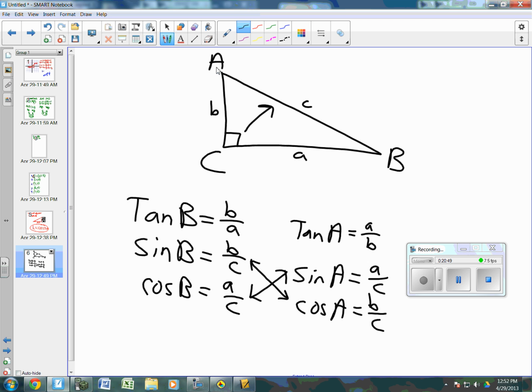Now, we never take the sine, cosine, or tangent of the right angle, C. So I would never ask you for the sine of C or something like that, okay?